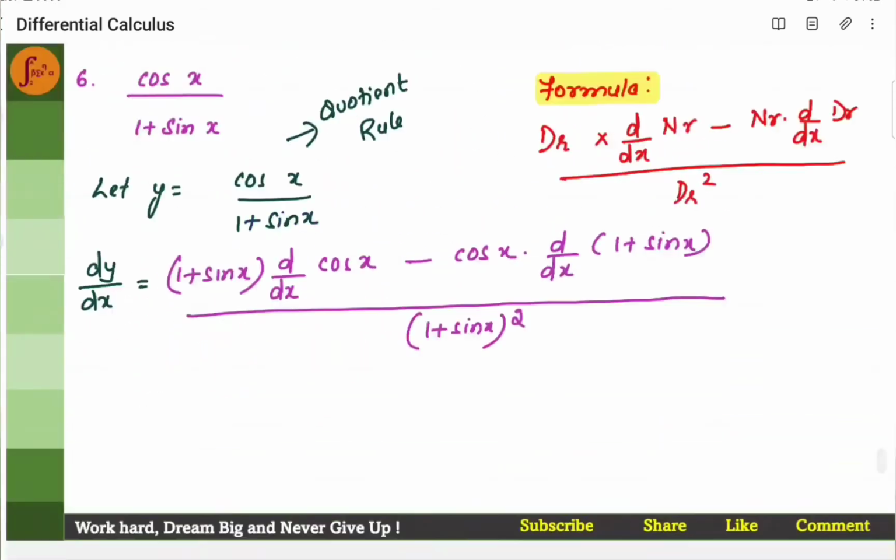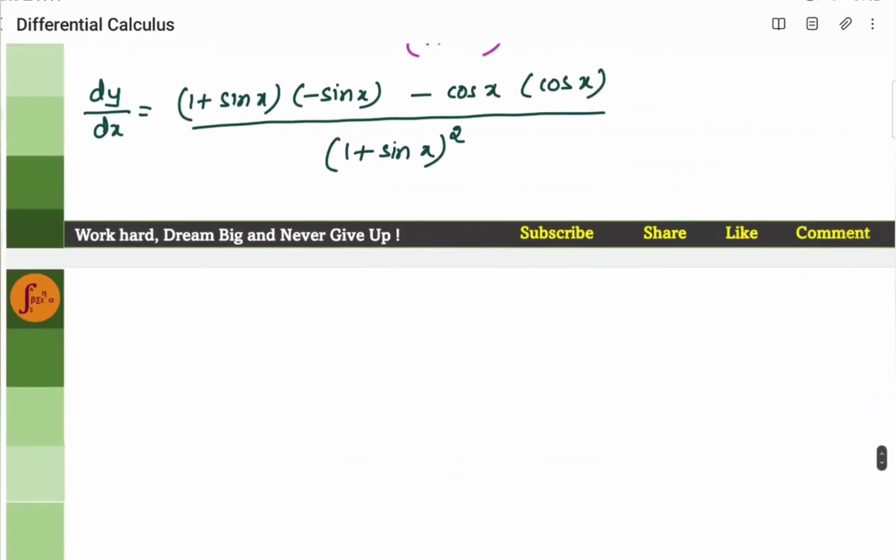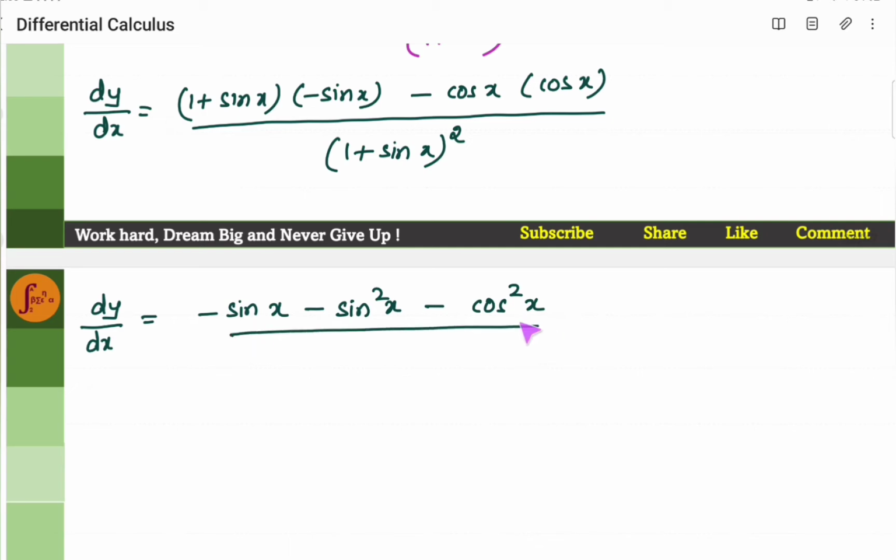Now let's solve this. So we'll get dy by dx is equal to 1 plus sin x. Derivative of cos x is minus sin x, minus cos x. Derivative of 1 plus sin x, we have to find derivative of these two separately. Derivative of 1, it's a constant, so it's 0. Derivative of sin x is cos x, by 1 plus sin x the whole square. So I'll get dy by dx is equal to, let's multiply, minus sin x minus sin square x minus cos square x by 1 plus sin x the whole square.